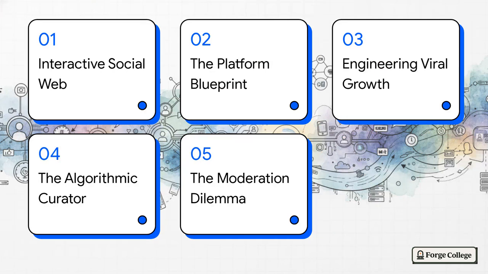So, here is our agenda for today. First, we'll look at the interactive social web. 2. The platform blueprint. 3. Engineering viral growth. 4. The algorithmic curator. And 5. The moderation dilemma.